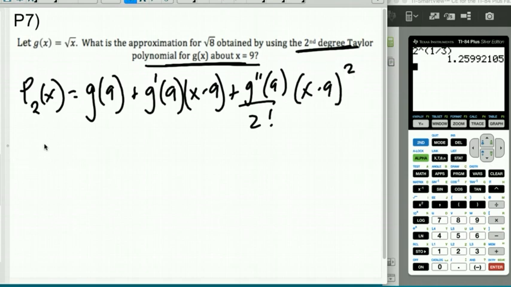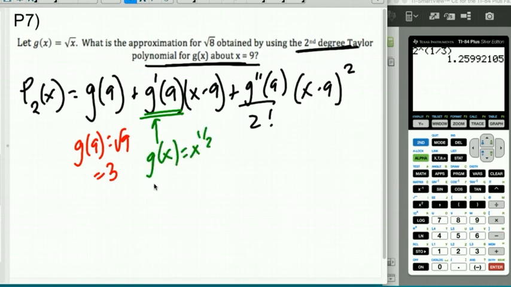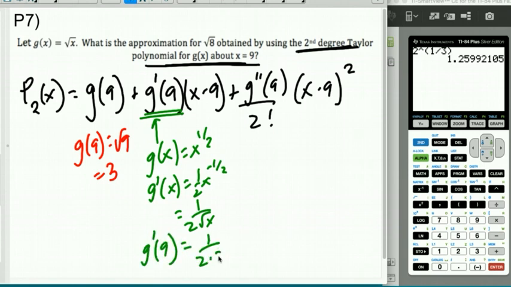So I now need to find those values, right? Well, g of 9 is pretty easy, right? G of 9 is just root 9, which is a 3, right? So that's pretty straightforward. G prime of 9, right? So to find this guy, I know g of x is x to the 1/2. G prime of x is a 1/2 x to the negative 1/2, or honestly, we probably write it like this, which means that g prime of 9 is a 1 over 2 times 3, or a 1/6.